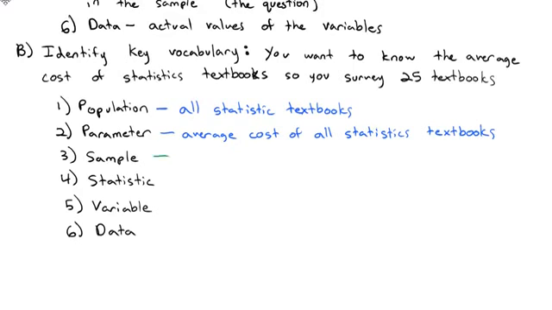That can be contrasted with our sample, slightly different. Now, our sample is the smaller group, the subset we're looking at. This is the 25 textbooks. And then the statistic has to describe that sample. It's our characteristic of interest for the sample. It is the average cost of, and then tie it back to the sample, the 25 textbooks.